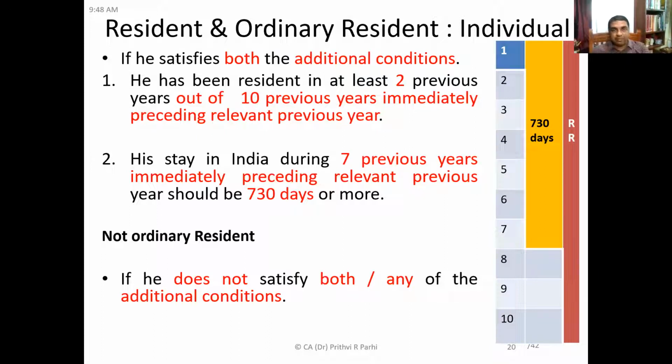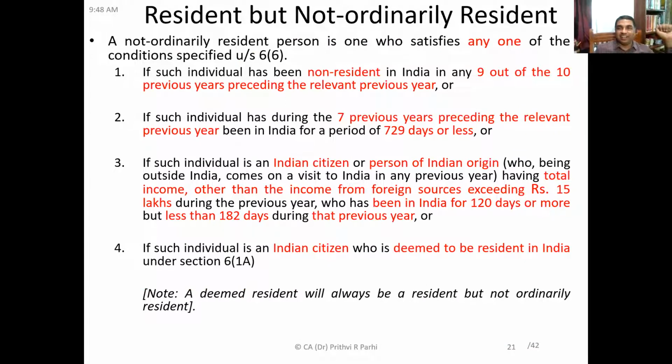But if you refer to the provisions of law, you have to read it like this. Provisions of law has first defined what is the meaning of resident, but not ordinary resident. Now, look at this definition. A not ordinary resident is a person who satisfies any one of the conditions specified in section 6, subsection 6. Number 1. If such individual has been non-resident in India in 9 out of 10 previous years preceding the relevant previous year.